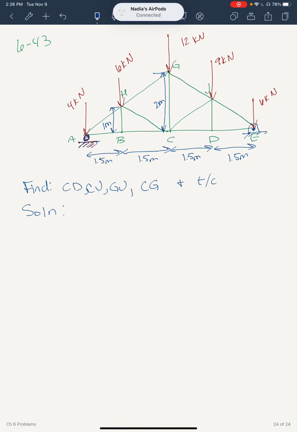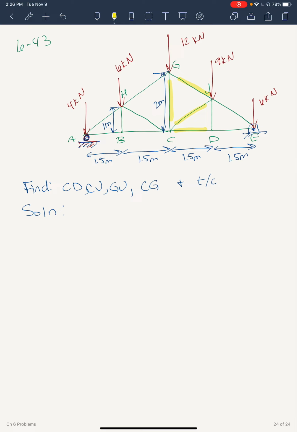This is problem 643 from the textbook. This is a truss problem. You're given this truss system, which I've drawn here at the top. They want us to find the forces, and whether it's tension or compression, for CD, CJ, GJ, and CG.